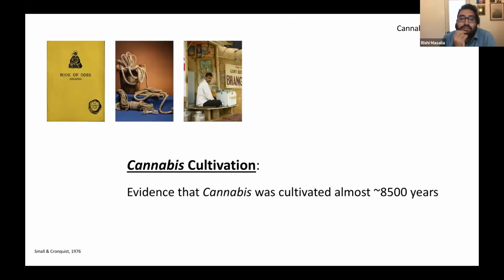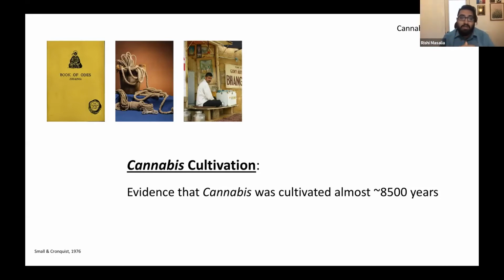Cannabis cultivation: there's evidence that cannabis has been cultivated by humans for almost 8,500 years. To put that in perspective, this is almost the same amount of cultivation that we've seen for major cash crops, such as food staples like wheat, rice, and barley. All of these plants have been cultivated for roughly 8,000 to 9,000 years, and cannabis is right there with them. People have been growing this plant for a very, very long time.